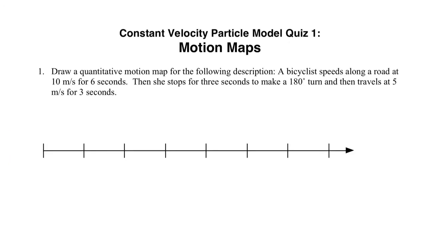Now let's move on to the quiz. Draw a quantitative motion map for the following description. A bicyclist speeds along a road at 10 meters per second for 6 seconds. Then she stops for 3 seconds to make a 180-degree turn, and then travels at 5 meters per second for 3 seconds. Let's first figure out what we want our intervals to be. So if she's going 10 meters per second for 6 seconds, we can assume that she's going to travel about 60 meters, right? So the intervals should be 10.